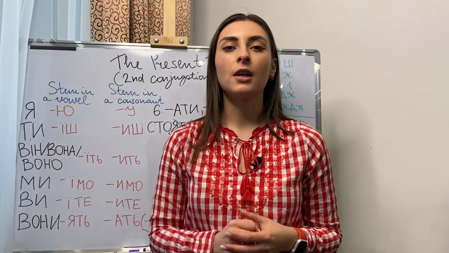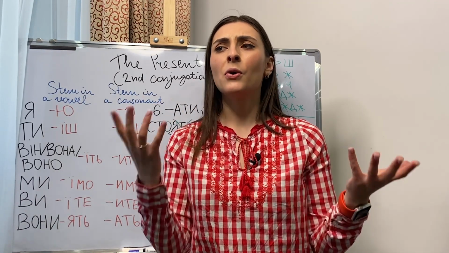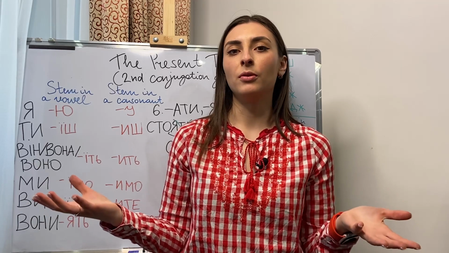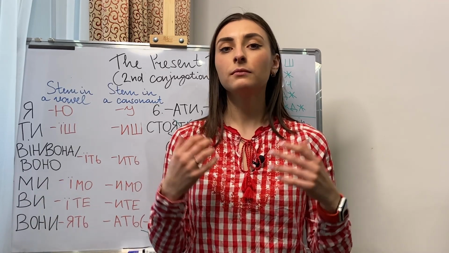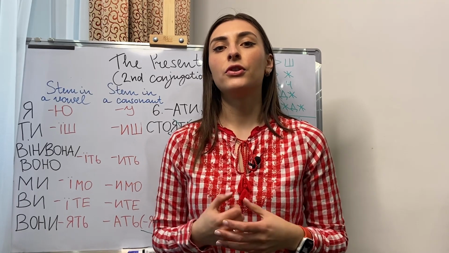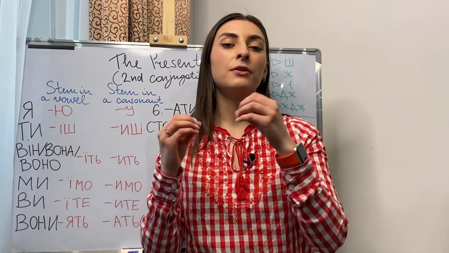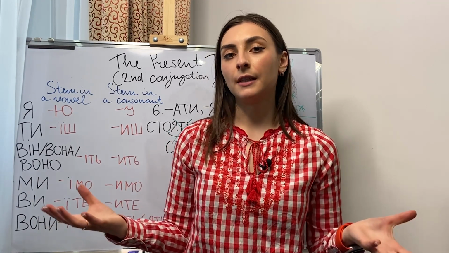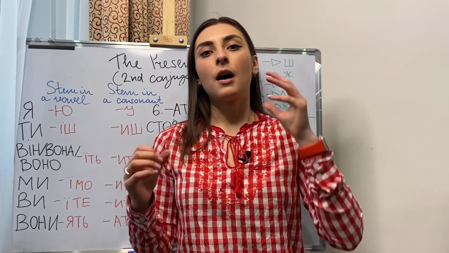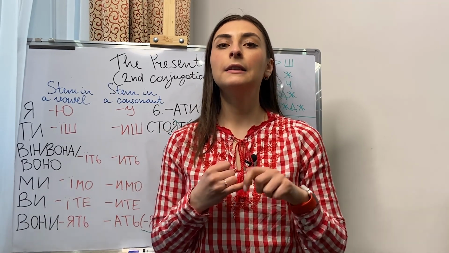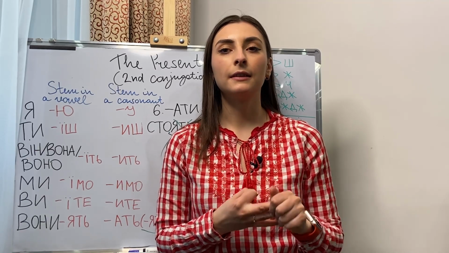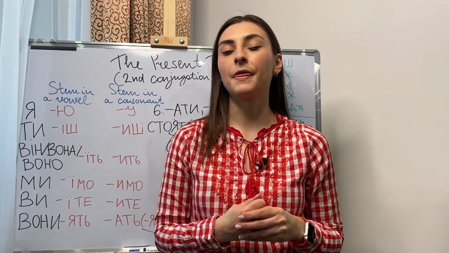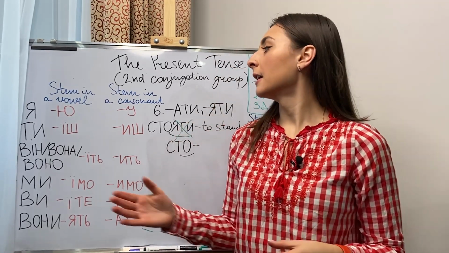And there are two conjugation groups. How can I know if this verb belongs to the first or to the second conjugation group before adding some specific endings? That's why before, you have to look at the infinitive verb, check out its ending or suffix, and then you can see. Today we talked that the verbs that have endings іти, їти, ити, ати, яти belong to the second conjugation group. And then according to the stem, you have to add these endings.